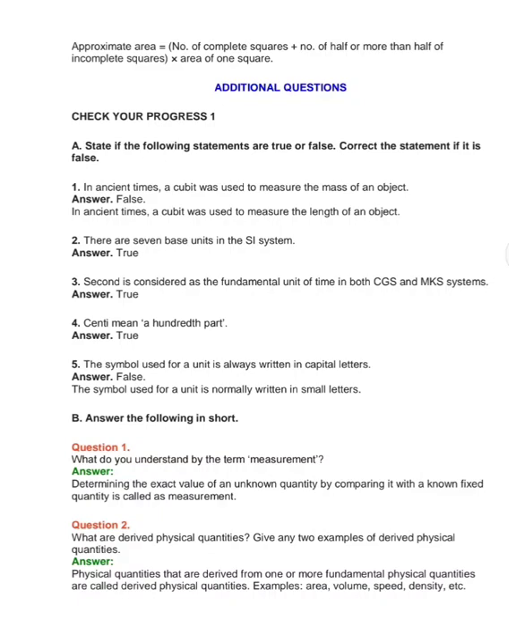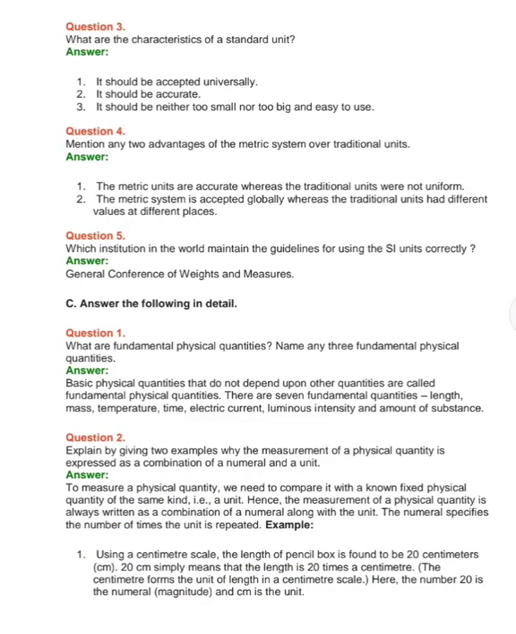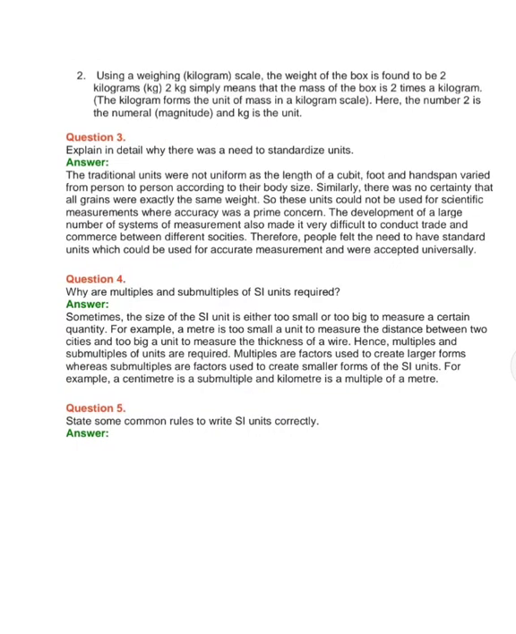Now here are the list of additional questions. Children, please make a note. You have to go through all these question and answers and understand them and read them thoroughly. And I'll be showing you all of these questions one by one.